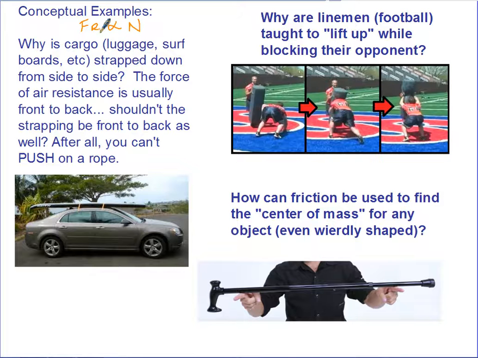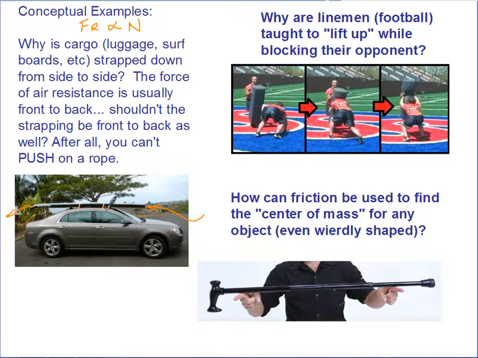Luggage on a car, like surfboards and so forth, are often strapped down on that car with ropes that sort of go from passenger to driver's side. They go sort of left to right. But the amount of air resistance that's acting usually flows from front to back. So the cargo is very likely to be blown sort of backward off the car, and yet we're using ropes that are attached left to right to be able to prevent that from being blown off. How's that work? Why do we do that?